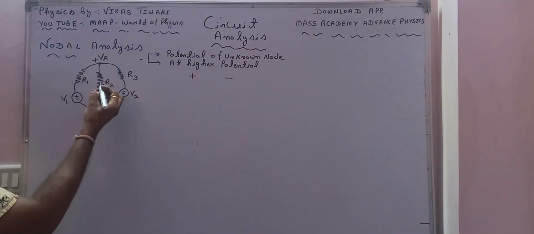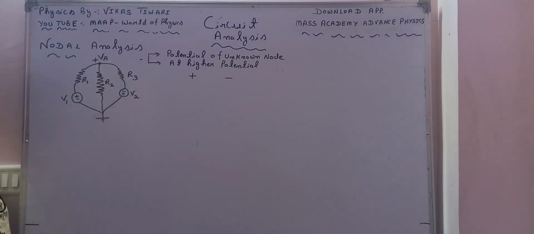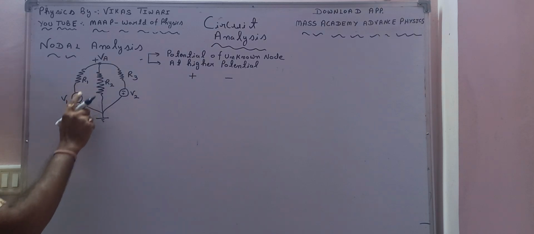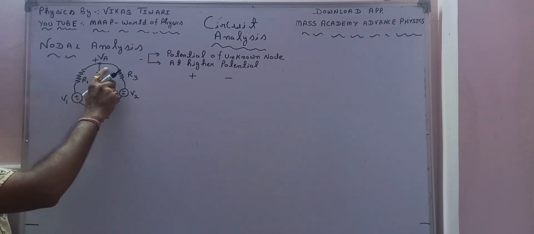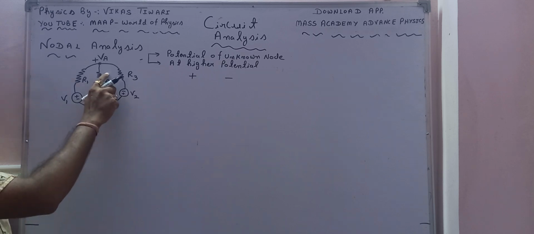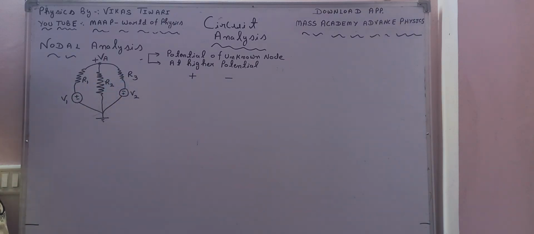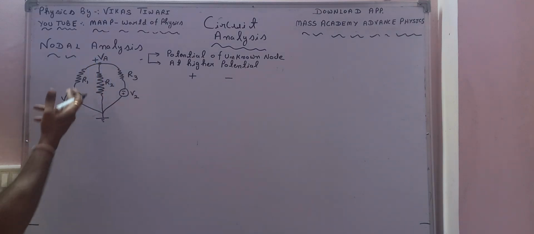Now there are 3 branches associated with this particular node. This is the very first branch, in which one resistance R1 and a voltage source V1 have been taken. This is the second branch, in which R2 resistance is there, and this is the third branch, in which there is a voltage source and a resistance. The ultimate aim is to find the current in these branches. How are we going to find it? Just by analyzing this potential VA. Once we know the value of VA, we can analyze the current in these particular branches.